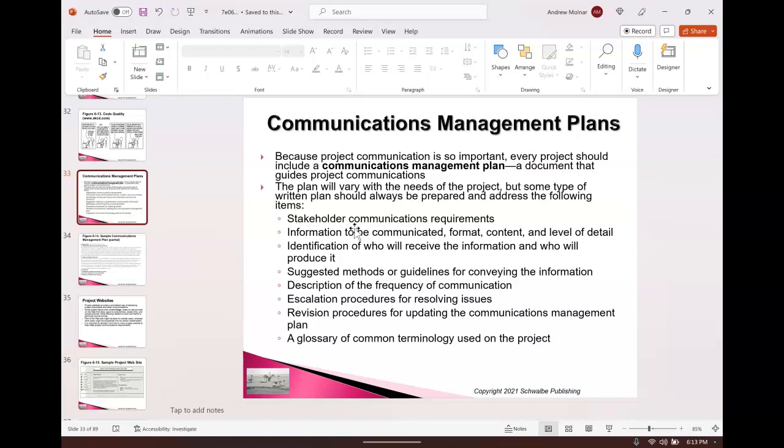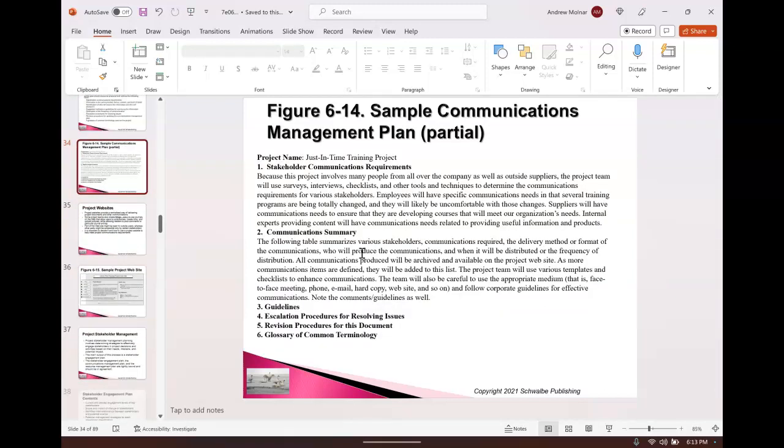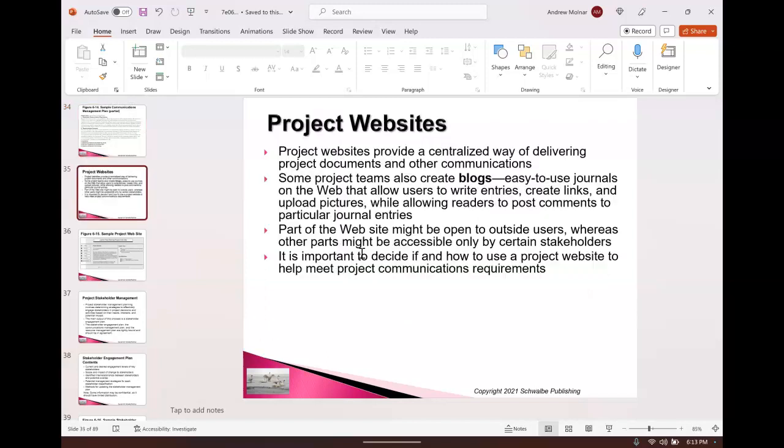Of course, like anything, we start out by planning. So we'll make a communications management plan. And the communications management plan will address how you're going to communicate with stakeholders along the way. Here's a sample. I love the way they do this. And so these are things you would want to consider in developing your own communications management plan.